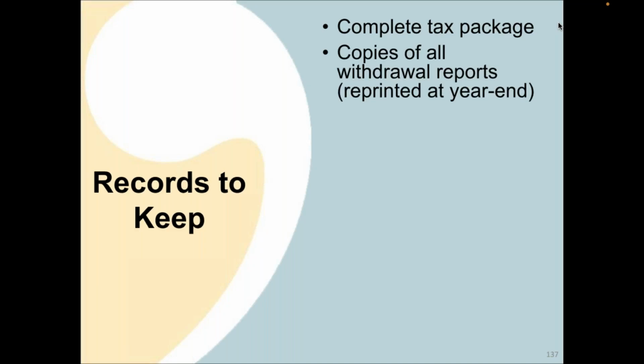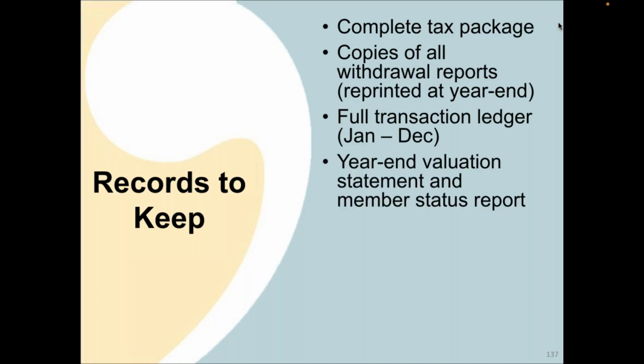Records you should keep include a paper or PDF copy of all the forms in your complete tax package as you sent them in, including the club's signed e-file authorization forms and the confirmations that the e-filed returns are accepted with the submission ID numbers. If you mailed the return, keep the proofs of mailing from the post office. There's a new link under the accepted return to download a copy of the return as filed. Keep copies of all withdrawal reports reprinted at year end, the full transaction ledger from January to December, year-end valuation statement, and a member status report.